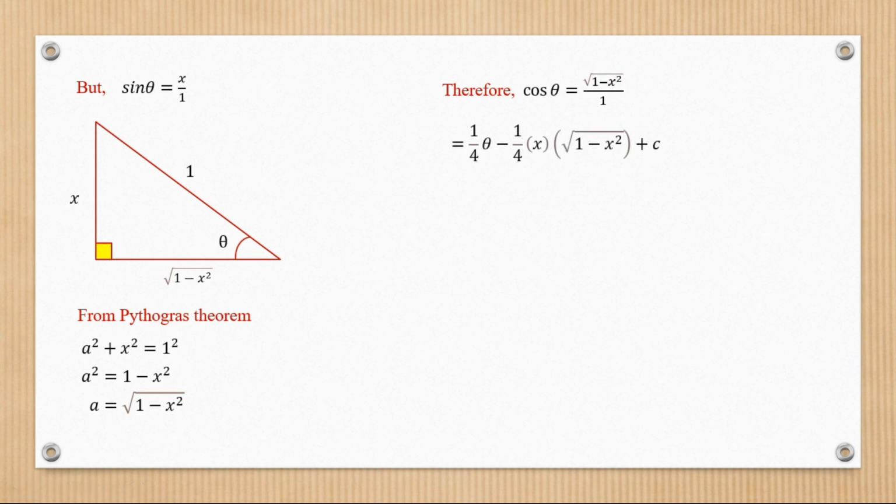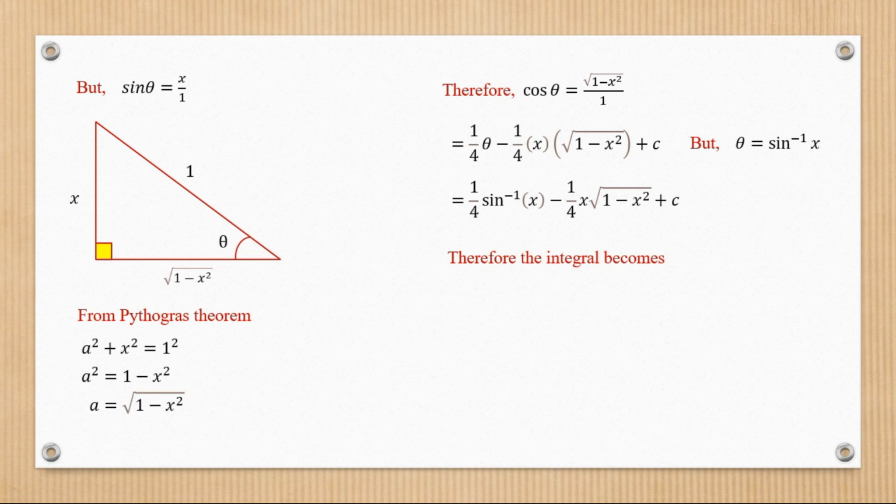So therefore in our formula, wherever there is sine theta, we're going to put an x, and where there is cos theta, we're going to put the root of 1 minus x squared plus c. But also remember that this theta here is actually sine inverse of x. So we have a quarter sine inverse of x minus a quarter x root of 1 minus x squared plus c. So now that is what we get for this part of the integral.